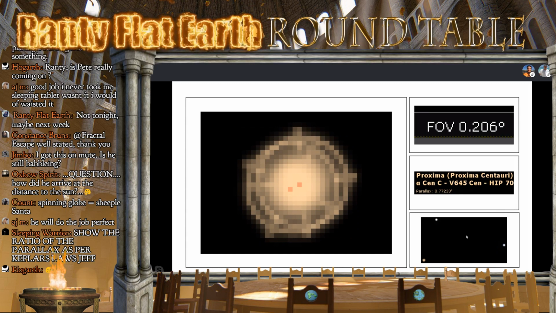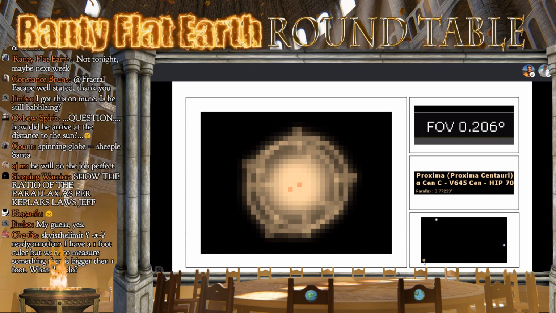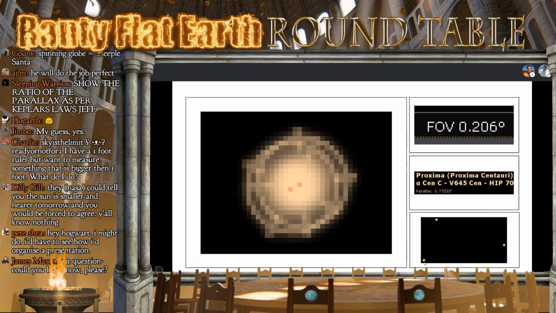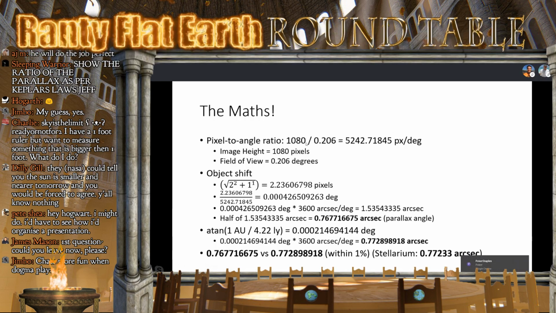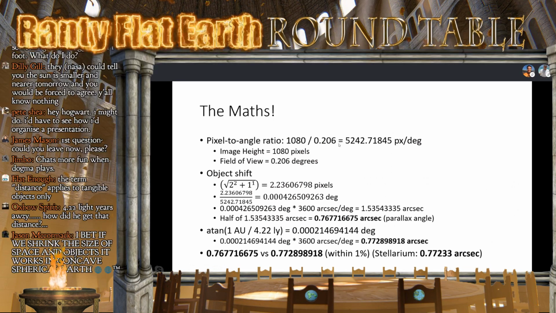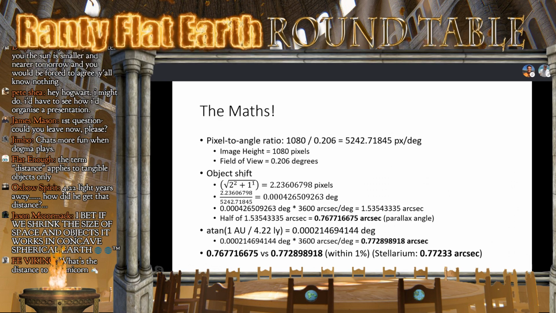These are the two images overlaid, and you can just barely see that the star is in a slightly different position. These two stars lined up the same. This star appeared slightly shifted. This is that image zoomed in. This red pixel moved to there. The pixel to angle ratio of the images, 1080 pixels divided by 0.206, gives me a ratio of 5,242.71845 pixels per degree. The object shifted the square root of 5 pixels, which is about 2.236.